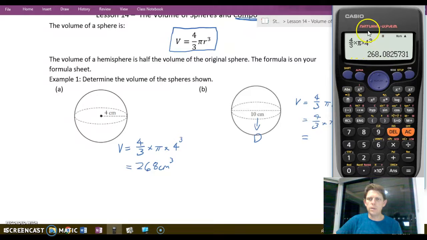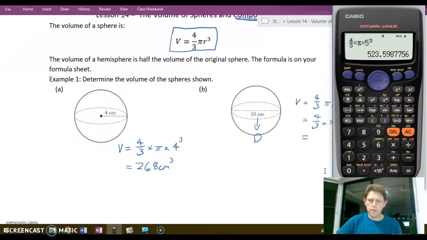So what I can actually do here is use this replay button because it's very similar to what I had before. I've just got to change that 4 to a 5, so I can work it out that way without having to write all that stuff into the calculator again. So I press equals, and I get 523.598. I might just round that to 523.6.